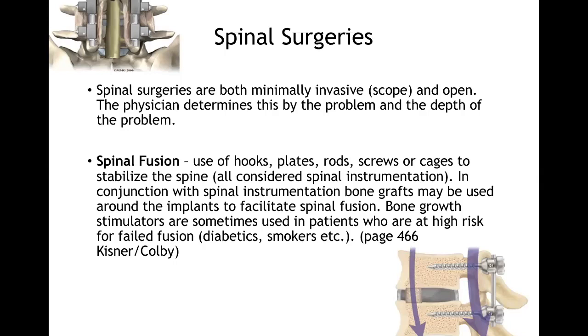The patients are also sometimes provided with bone growth stimulators that are used in patients who are high risk for failed fusions. So a patient that is a diabetic, or a patient that is a smoker, may have their healing delayed. Sometimes they use these bone growth stimulators to try to stimulate some of that bone to grow and provide that optimal spinal fusion for them. You can read a little bit more about this surgery on page 466 of your Kisner and Colby book.